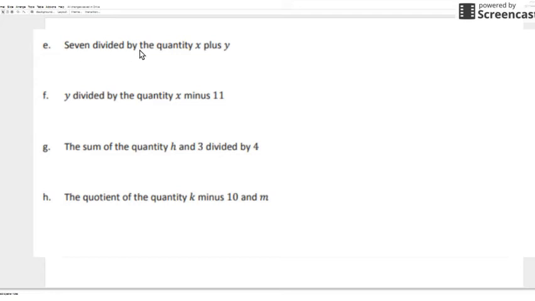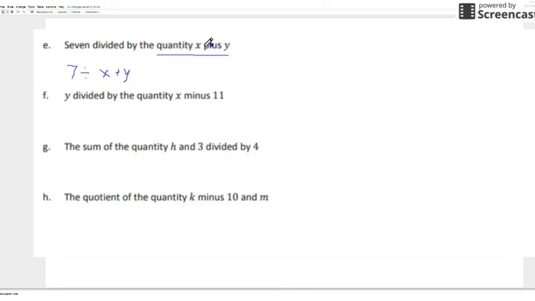It says 7 divided by the quantity x plus y. Well, this word quantity right here kind of means the sum, which means we have to do this part first. We actually have to take care of the addition problem before we can actually do the division. So if we kind of write it first with symbols, so it'll be 7 divided by, and of course we can just simply write this out, x plus y.